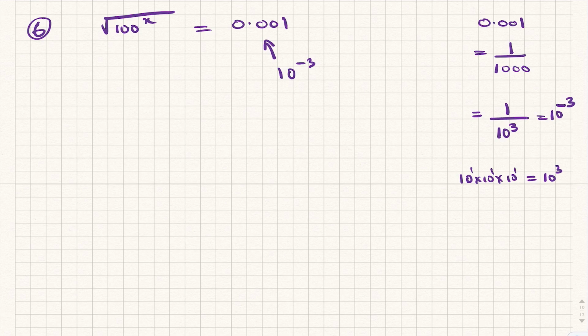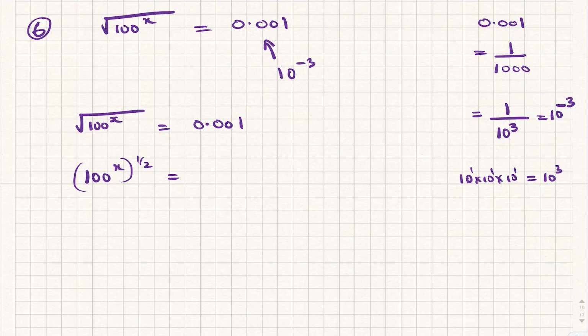And we know what to do with the square root: turn it into a fractional power, because it's a root. So now let's solve the question. Root of 100 to the power of x, be careful, it's not 100x, it's 100 to the power of x, equals 0.001. So that will become 100 to the power of x, all to the power of a half, equals 10 to the power of minus 3.